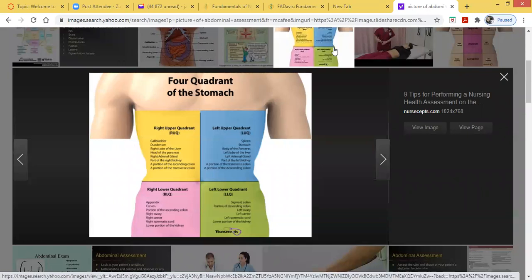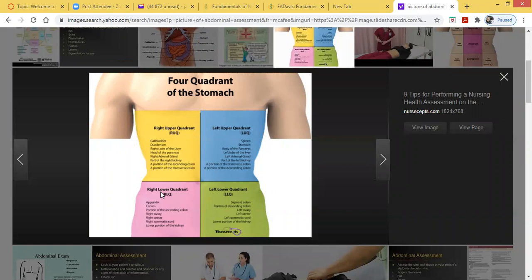Again, your assessment requires you to inspect, auscultate, percuss, and palpate. Palpate is where you are feeling around the different quadrants, lightly digging in those areas with the pads of your fingers to see if you feel anything abnormal. Feeling the liver, for example, would be considered abnormal. And you can deeply palpate, where you are digging deep into an area.